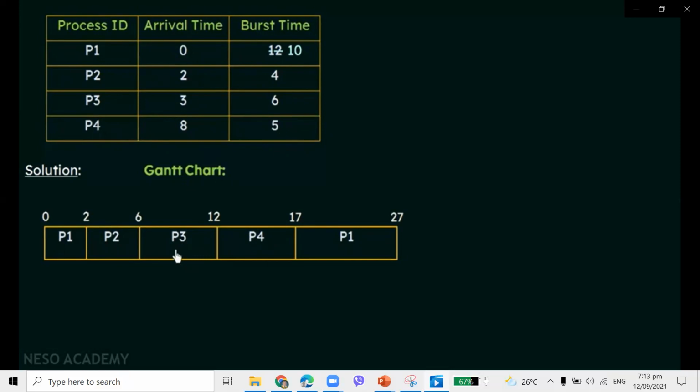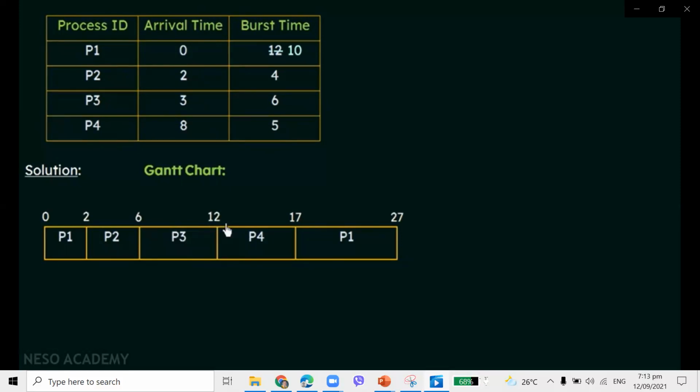So P3's remaining time is 4 milliseconds, which is less than the burst time of P4, which is 5 milliseconds. So P3 will not be disturbed. P3 will be allowed to continue its execution, and it will continue until it finishes. So the total burst time of P3 is 6 milliseconds. So 6 plus 6 is 12. So up to the 12th millisecond, P3 executes.